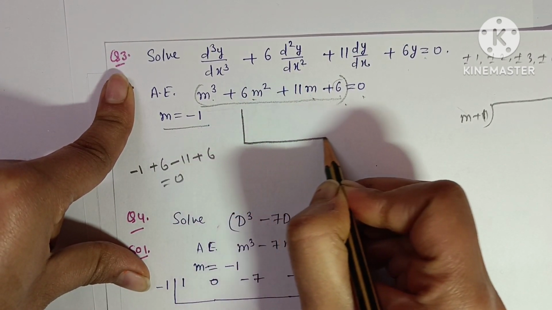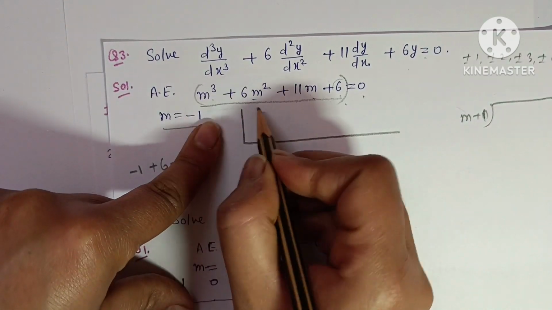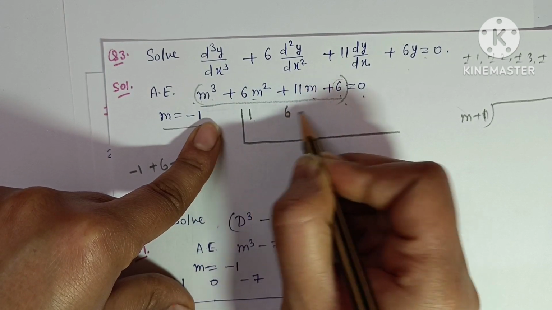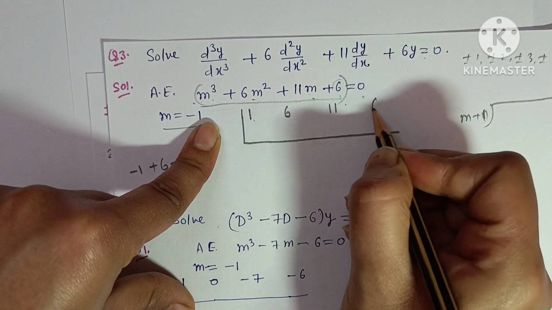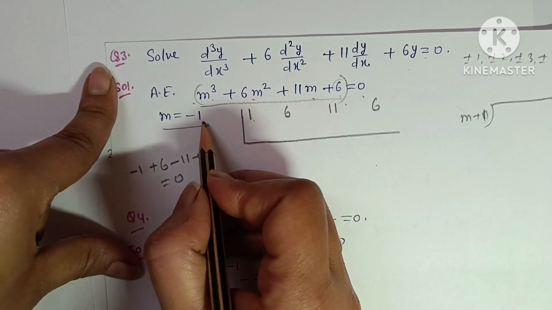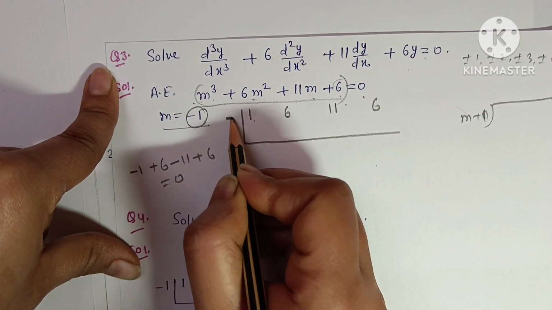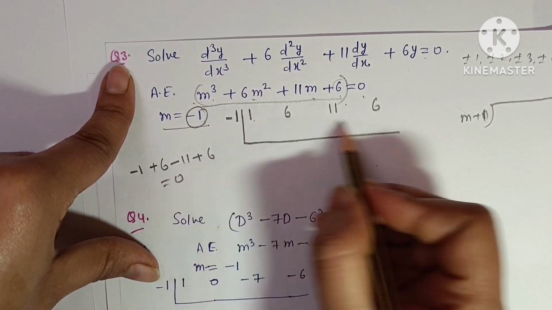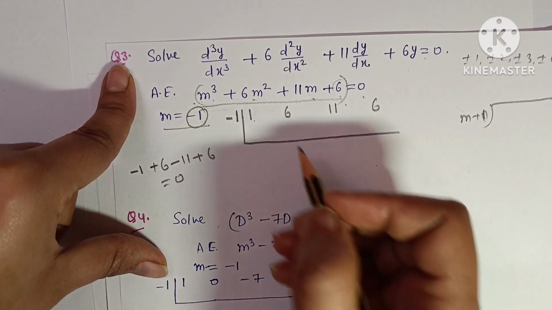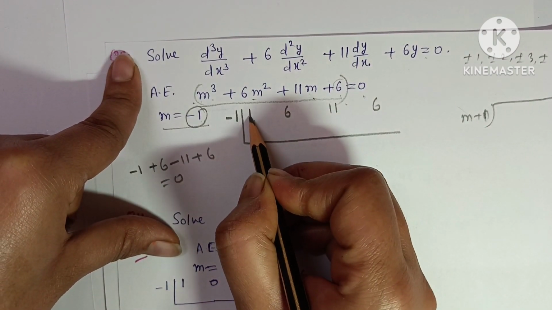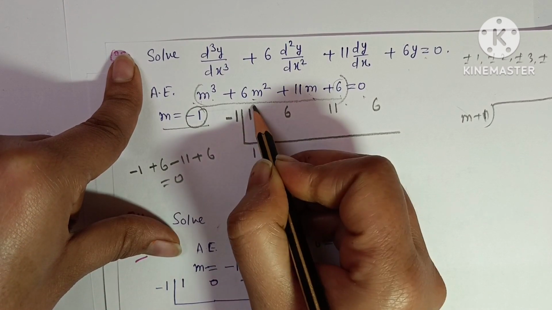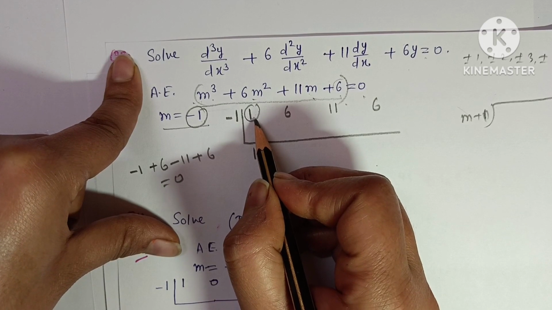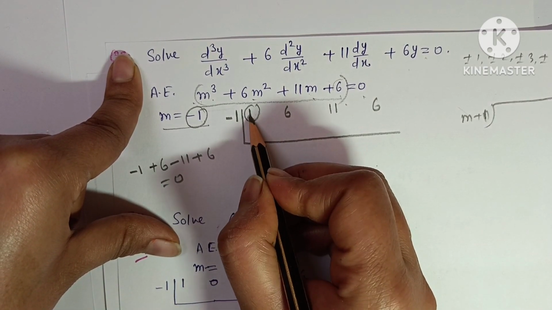So in this method, what will I do? I write the coefficients. Here the coefficient of m cube is 1, the coefficient of m square is 6, the coefficient of m is 11, then 6. So you can write these coefficients. Then you write this one root, which is obtained by the hit and trial method, outside. Okay, you can write it in this way. It is very simple. Then you have to write down the first digit, 1 or any other number, here below.